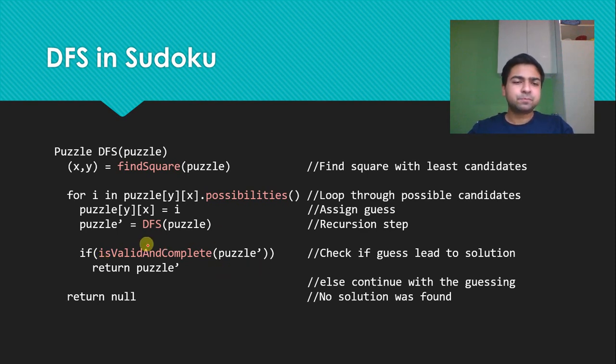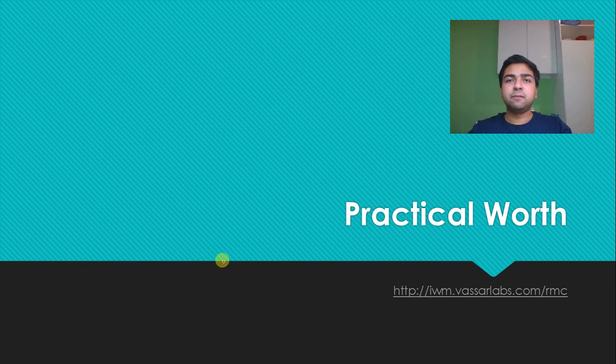Here's a pseudocode for a DFS approach to solve Sudokus. We start by finding a particular cell. For that particular cell, we iterate through all the possibilities, and for each possibility we create a new puzzle prime. If this puzzle prime is valid and complete, we return this puzzle, else we continue guessing. This process makes sure that all the possible solutions are explored, and the solution which is valid and complete is returned. So what's the practical worth of a DFS?